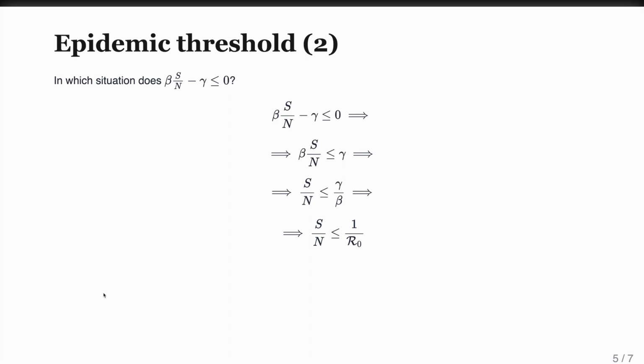But in which situation does this condition happen? Well, after some mathematical reformulation, we can show that the epidemic threshold is met when the fraction of susceptibles in the population is lower than 1 over R0.